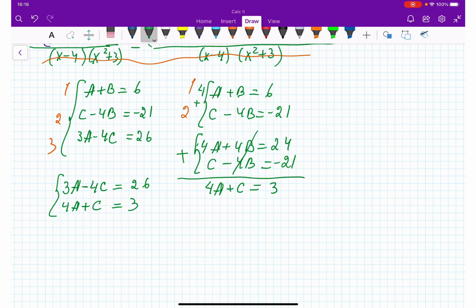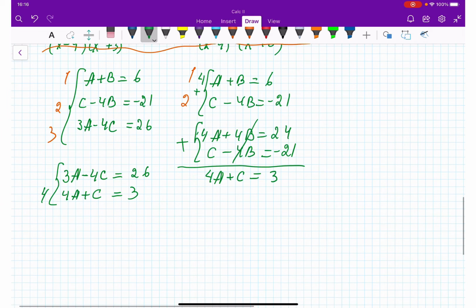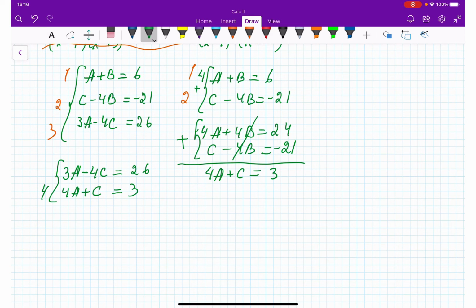All right, so what we're going to do here? I'm multiplying by 4 to get 4C, especially since it's given as negative 4C, and we are getting 3A minus 4C equals 26. Now I'm going to multiply everything by 4: 16A plus 4C equals 12.